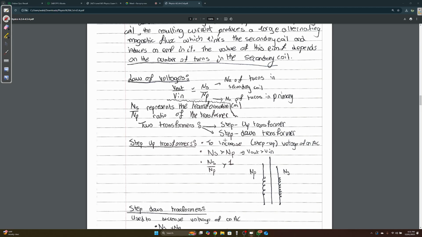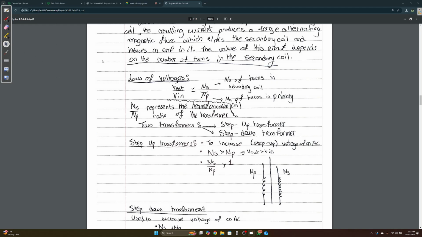Over here, using the law of voltages, this is a nice formula you can memorize: V out over V in is equal to NS over NP. Other people write it like this: V in over V out is equal to NP over NS. It's the same thing if you flip it, but it's easier like this to memorize: V out over V in is equal to NS over NP. NS is the number of turns in the secondary coil, and NP is the number of turns in the primary coil. Very, very simple.